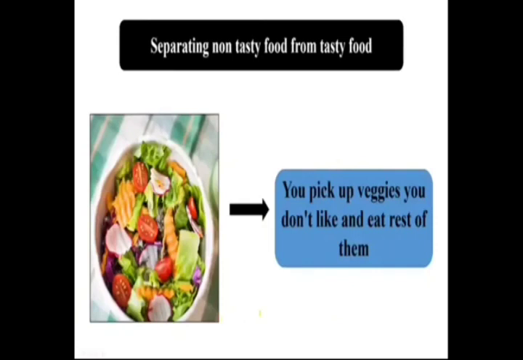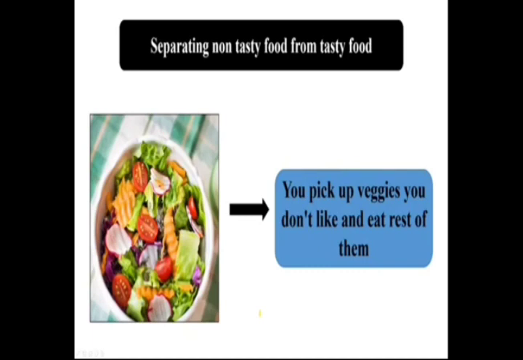Okay. So, if you want to separate specific food items from the salad, you like salad but you would like to separate your favorite food from the salad, how will you separate? You pick up the veggies you don't like and you eat the rest of them. Right? Which method are you using to separate those vegetables or fruits or spices from the salad? You can separate it directly by using your hand. Right? Yes. This is one of the important modes of separation.